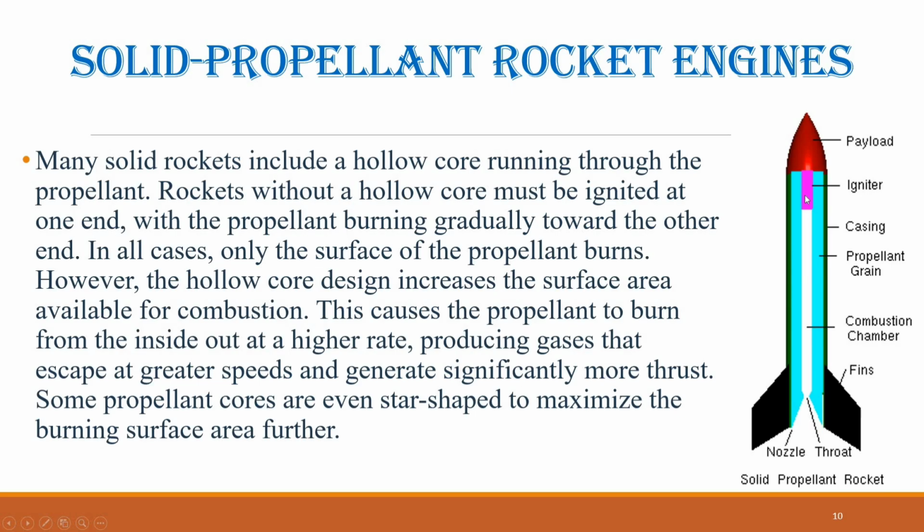Rockets without a hollow core must be ignited at one end, with the propellant burning gradually toward the other end. In all cases, only the surface of the propellant burns. However, the hollow core design increases the surface area available for combustion.